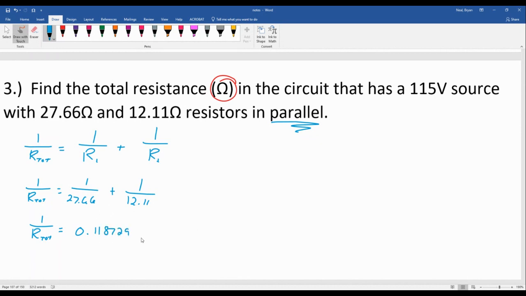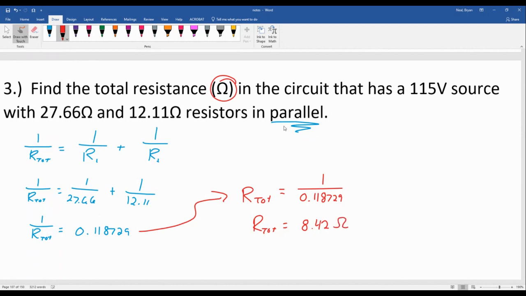and that's going to give us 0.118729, and so on, so on. Be careful because this isn't the final answer. This is, remember, 1 over R total. So that means that R total will end up being 1 over, we do the reciprocal on both sides, 1 over that decimal. And finally, that's going to give us about 8.42.